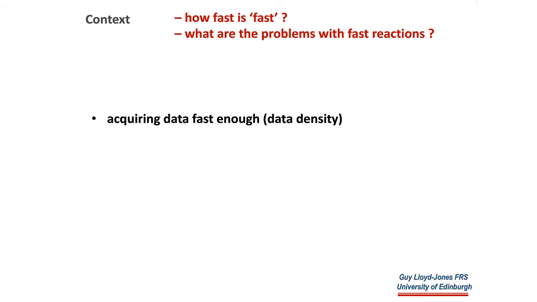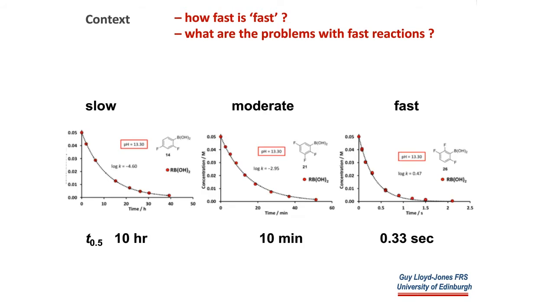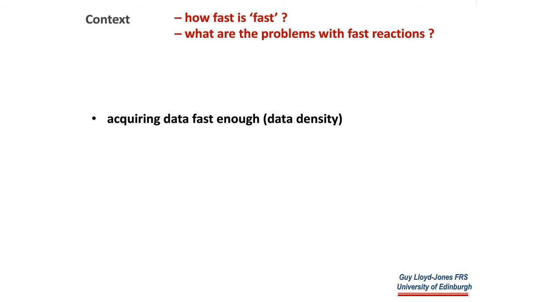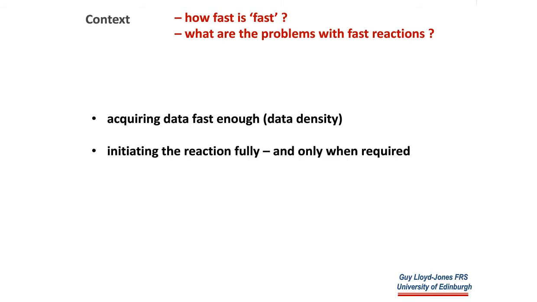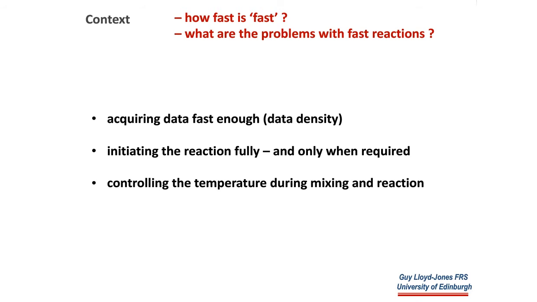Well, the problems that have to be solved are acquiring data fast enough, so it's an issue of density of data. If we go back to the previous slide and look at the fast reaction on the right, you can see in that reaction we've only been able to acquire about 7 or 8 data points over the period of 2 seconds. And not quite the data density one would desire for that type of analysis. It's also an issue of initiating the reaction. One wants the reaction only to start when required, and it needs to be completely initiated all at the same instant. We need to control the temperature during the initiation and the reaction.